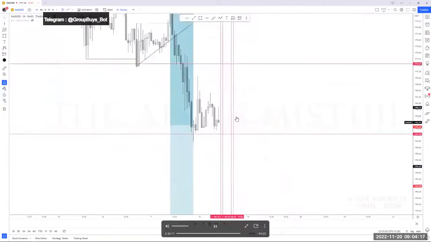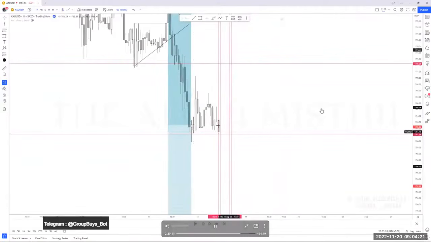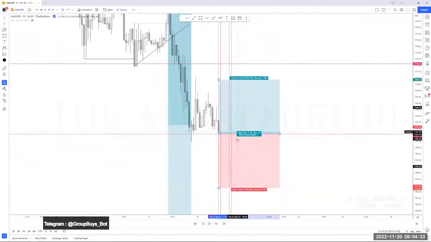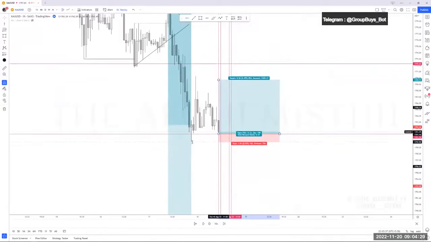So let's see. Asian low taken out right at 11:30. So what am I doing? Buying it here. Where am I buying it from? Once again from that same daily level. Can you see it? Same daily level. Buying it. Stop loss can go below these lows.